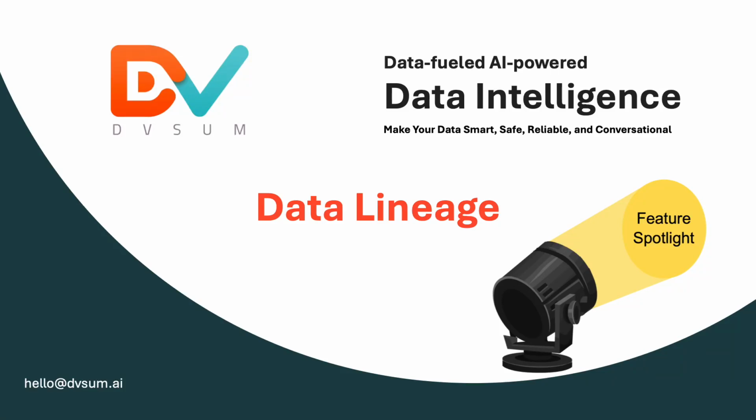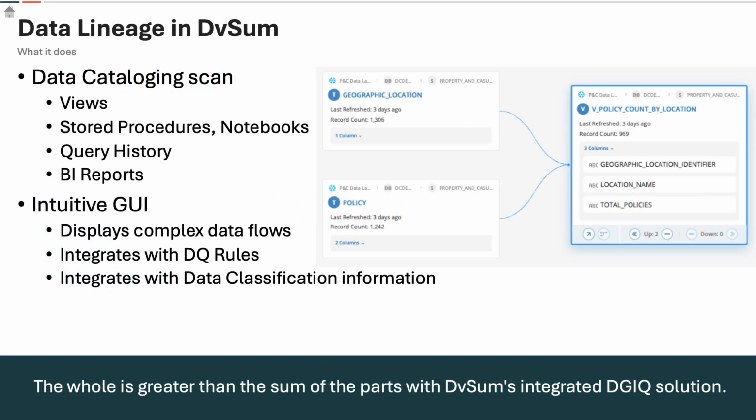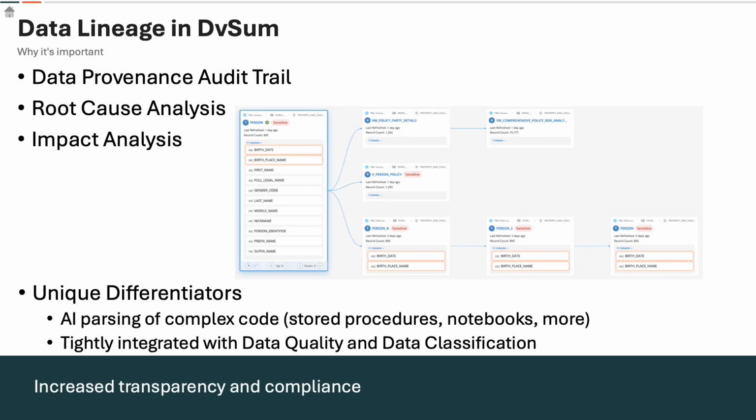This is a feature spotlight showing data lineage in DvSum. The idea of data lineage is simple. You kick off a scan and DvSum catalogs your data assets to build up an intuitive view of your complex data flows. This is crucial if you need to provide an audit trail for data provenance or compliance reasons, and it's a big time saver if you're considering a change and want to know the impact or troubleshooting an analytics problem and need to track down the root cause.